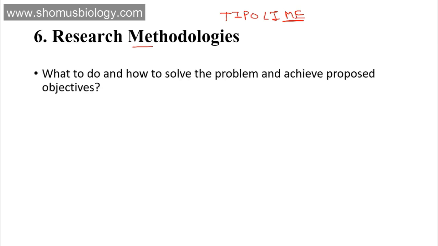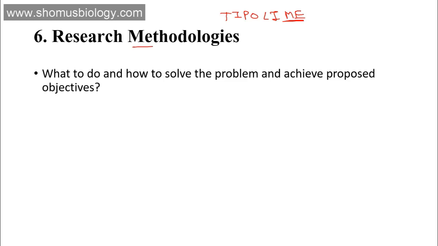Then the sixth is research methodologies. So we began with TIPOLI and now ME for methodologies, right? Research methodologies means what to do and how to solve the problem and achieve the proposed objective. So you need to mention how you are about to conduct the study.